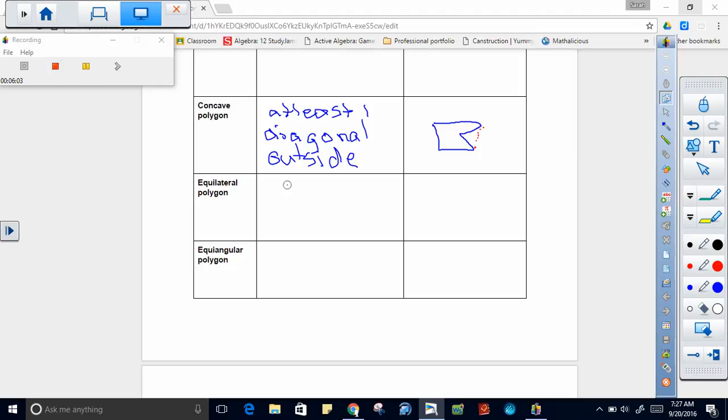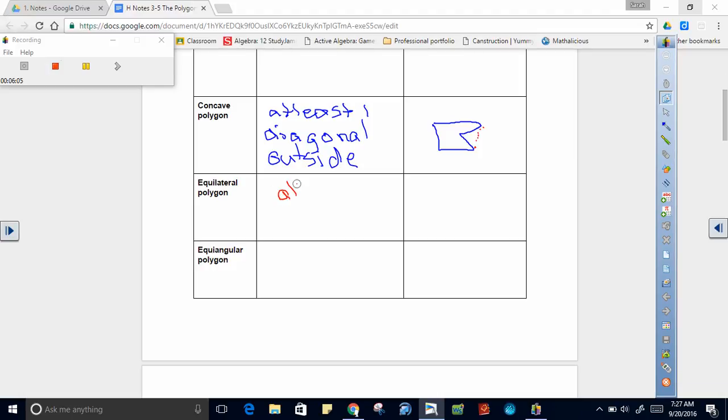Equilateral polygon, all sides are equal or congruent. So let's just do some random shapes, and I'm trying to make them all equal, and I'm not sure how good I'm doing. Because I'm not measuring these, I need to show you that I wanted them all to be congruent, all to be the same measure. So I'm going to use tick marks. They each have one tick mark. That means that they're all the same.